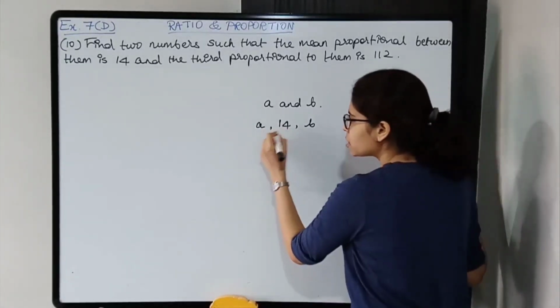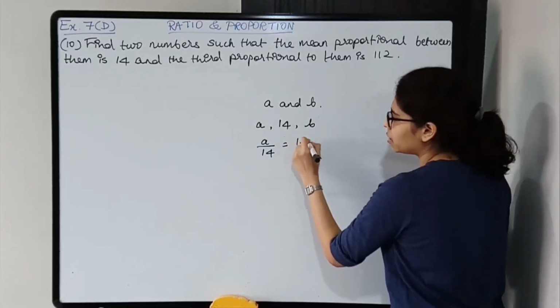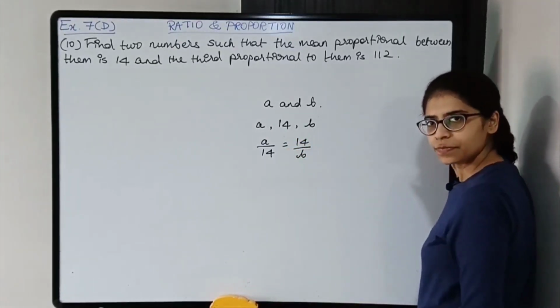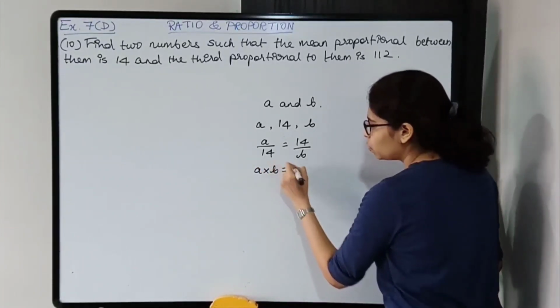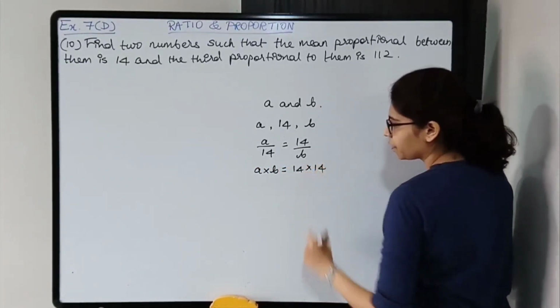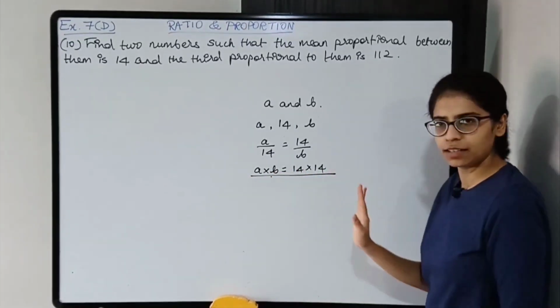Therefore first upon second, that is a upon 14, is equal to second upon third, that is 14 upon b. Cross multiplying, I'll get a into b is equal to 14 into 14. Let's leave it over here only. This is what we are getting.